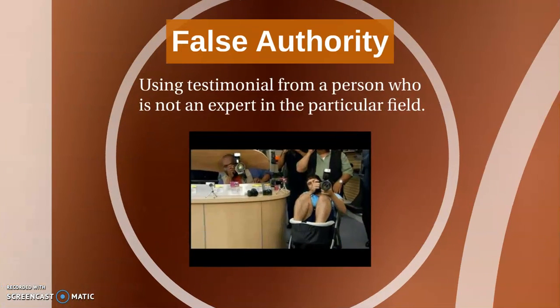False authority is when you use testimonials from someone who's not an expert in a particular field. We did talk about earlier in this chapter, as a matter of fact, about expert opinions, when you're providing a testimonial from someone whose education or experience really lends them some credibility on the topic. So false authority is when you are using a testimonial from someone who really is not an expert. This is another video. This is actually a commercial, but it does a good job of illustrating false authority.